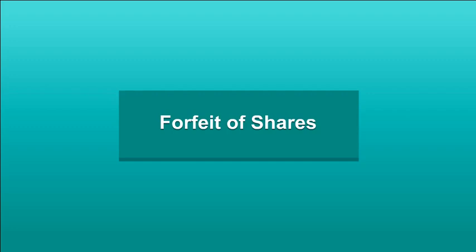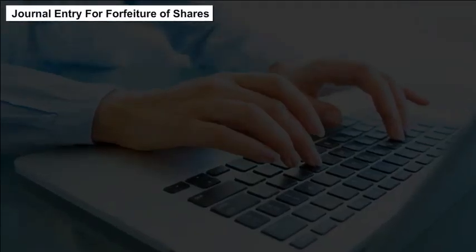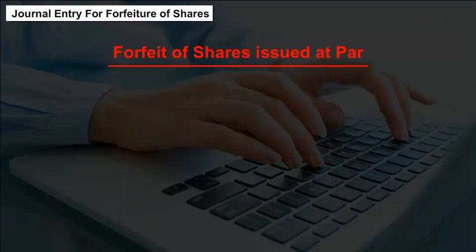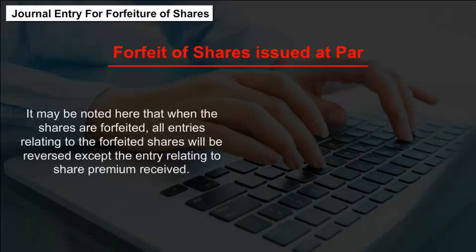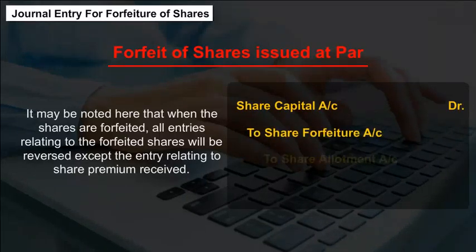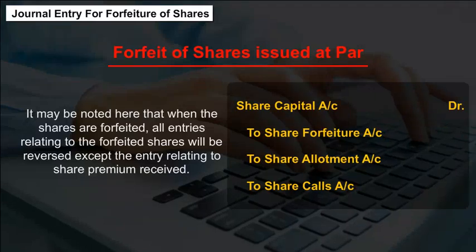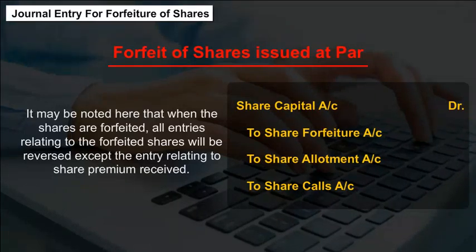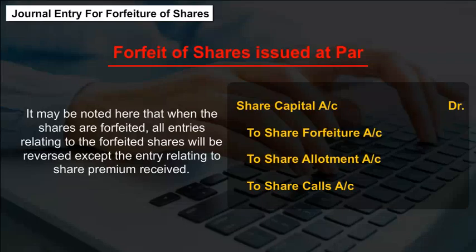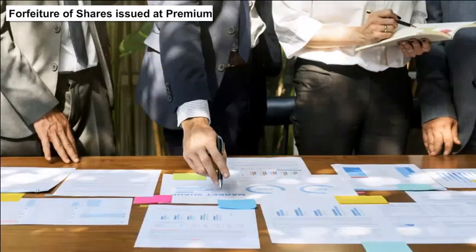Journal entry for forfeiture of shares. Forfeiture of shares issued at par. It may be noted here that when the shares are forfeited, all entries relating to the forfeited shares will be reversed except the entry relating to share premium received. Forfeiture of shares issued at premium.